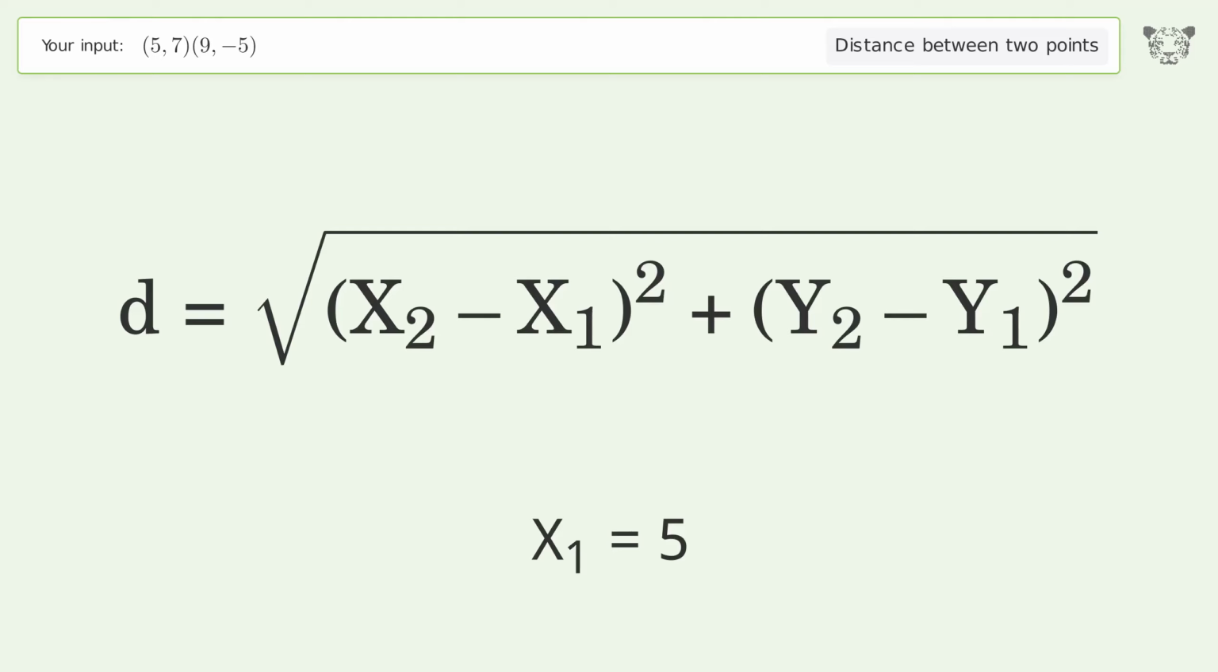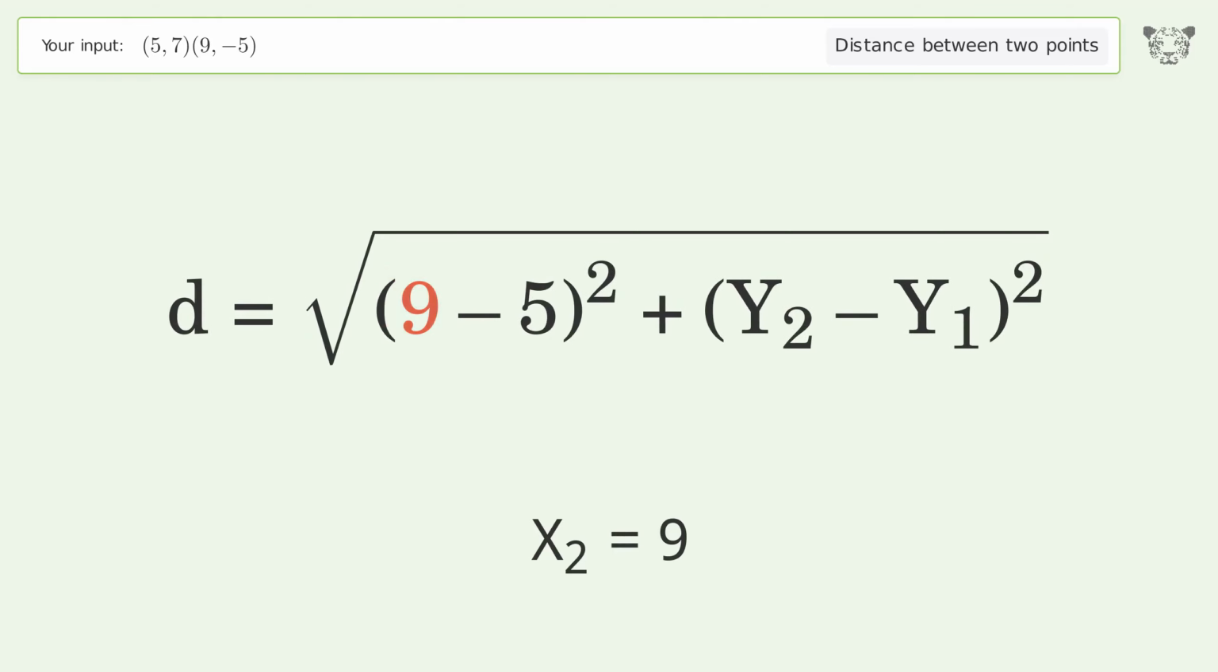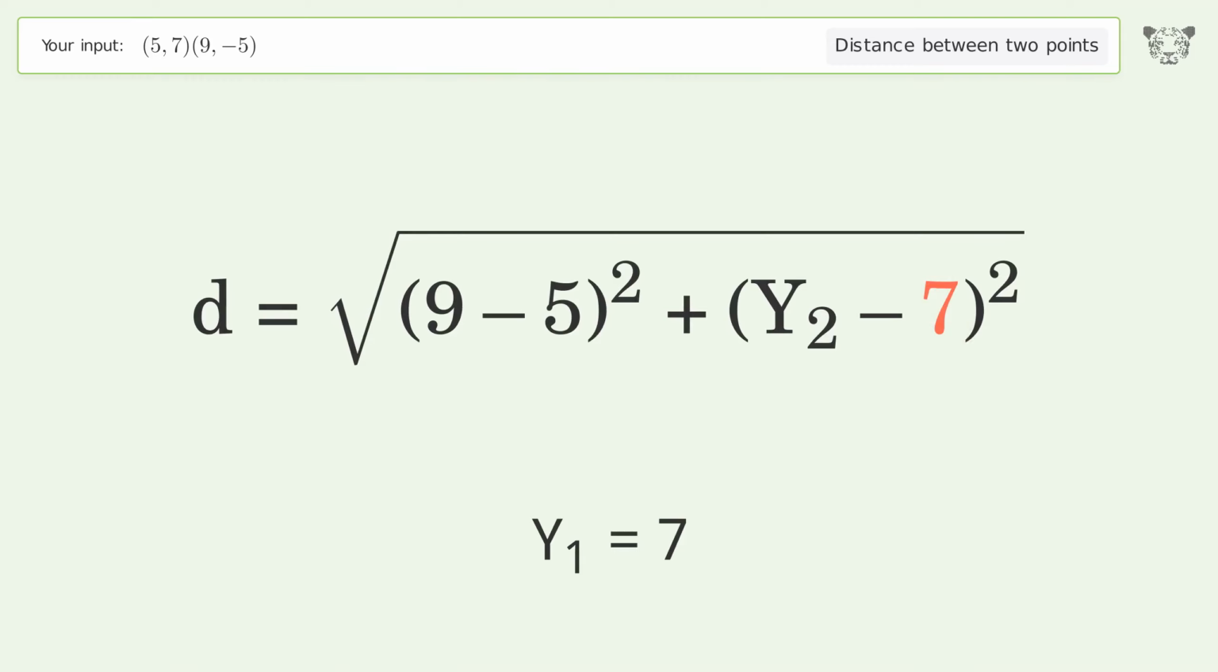x1 equals 5. x2 equals 9. y1 equals 7. y2 equals -5.